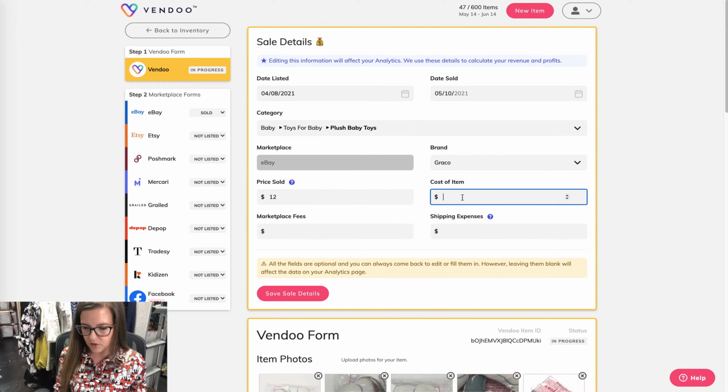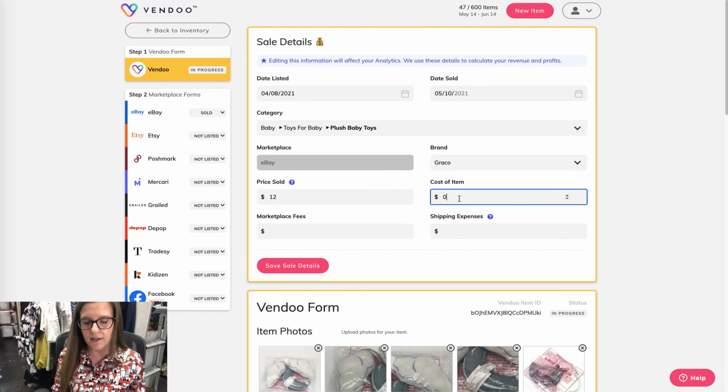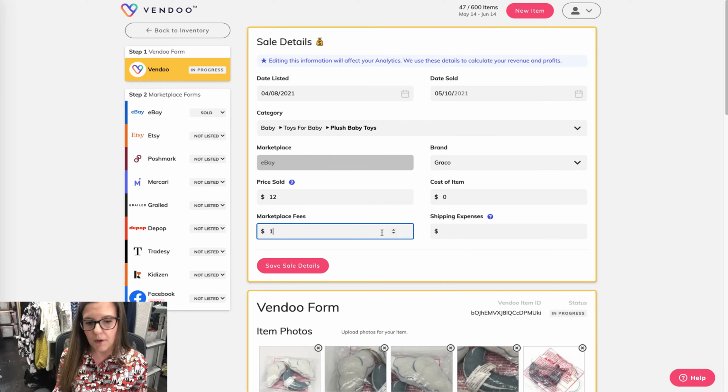The cost of the item was free. I got this in a junk bag, and what I do with junk bags is I'll take them apart, and if there's 4 things and one of them I think is worth something, I'll put the full cost of the junk bag on that item, and then the other items will be free, because I'm just not sure if they'll sell. I was not sure that this would sell. My marketplace fees, which I get from an eBay tab, I'll show you.